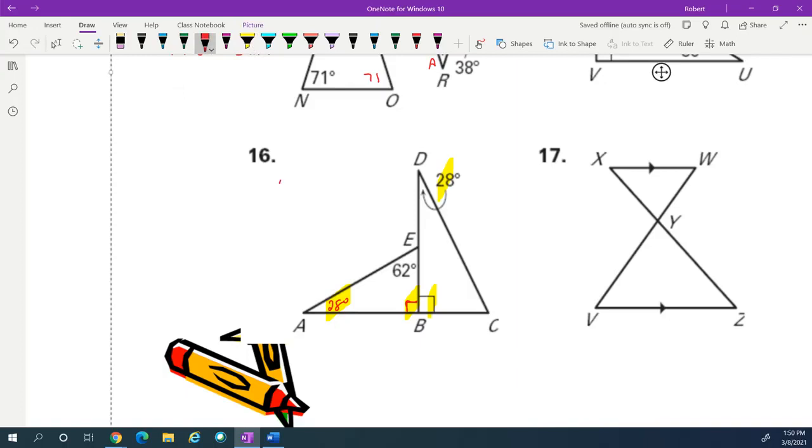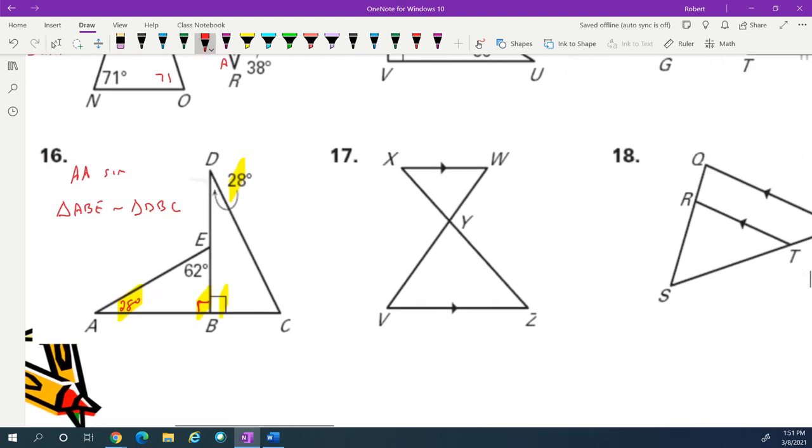These are similar by AA similarity. And we can write a similarity statement. For example, ABE. So 28, 90, 62. We're going to match that with 28, 90, and what must be 62. So DBC.